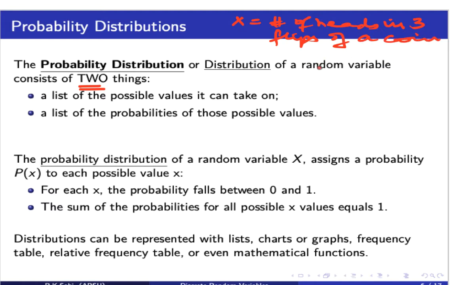So what was the sample space, and what were the values your X could take? Let's start with sample space. The sample space literally was HHH, HHT, HTH, THH, and then we had THT, then HTT, then we had TTH, and TTT.